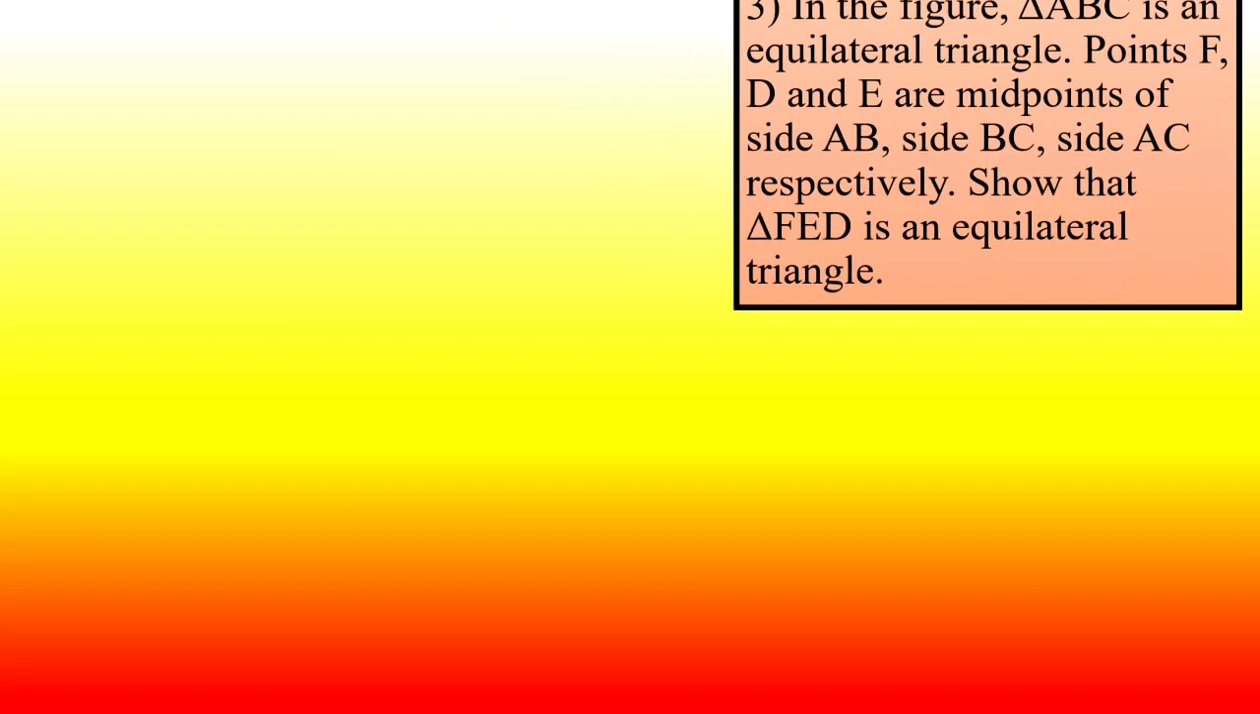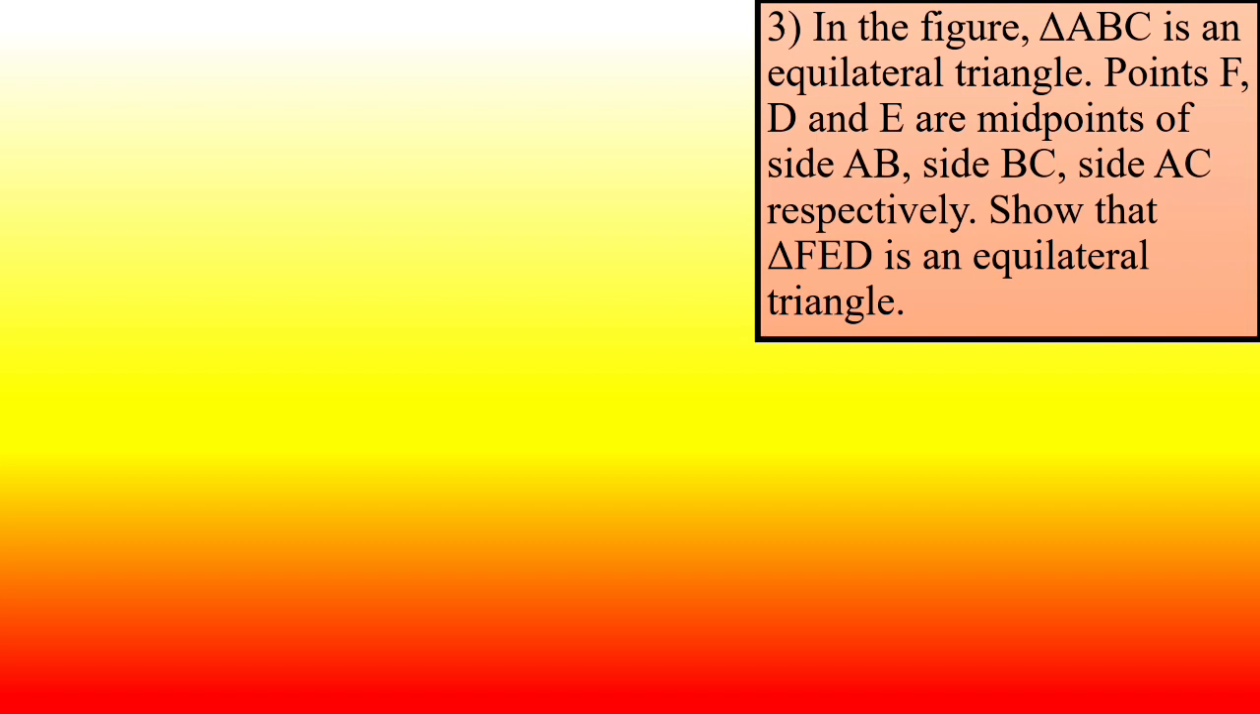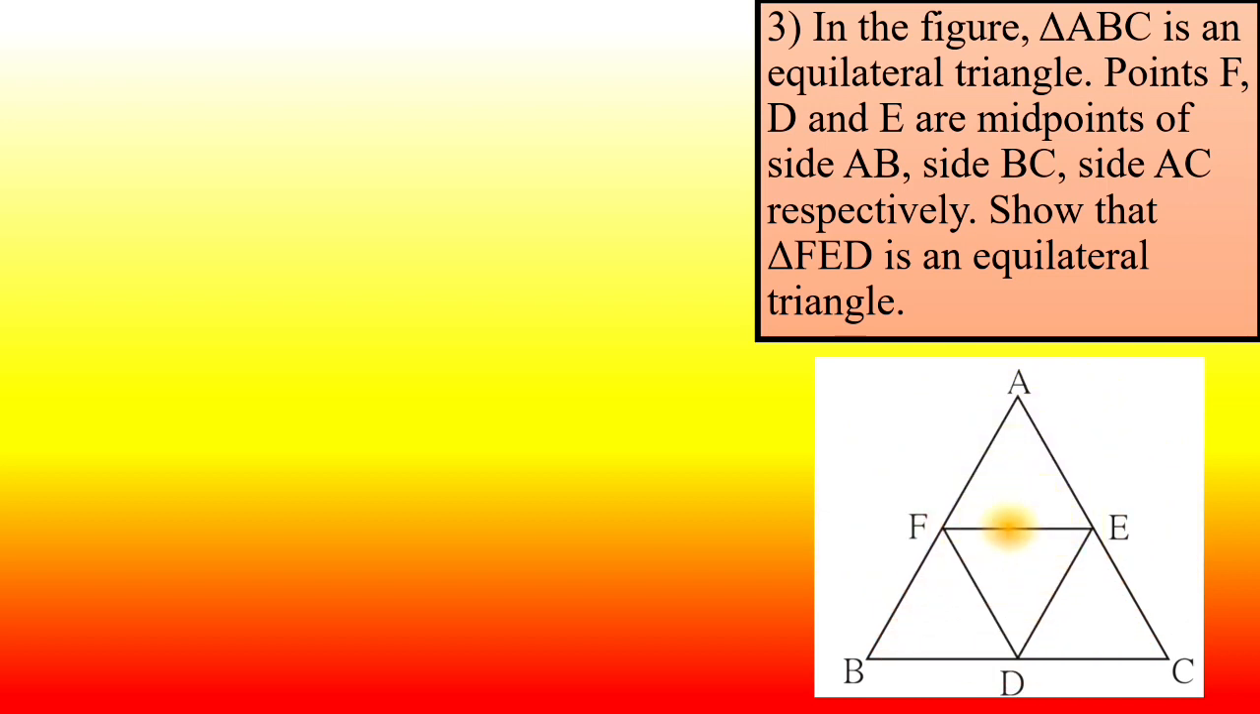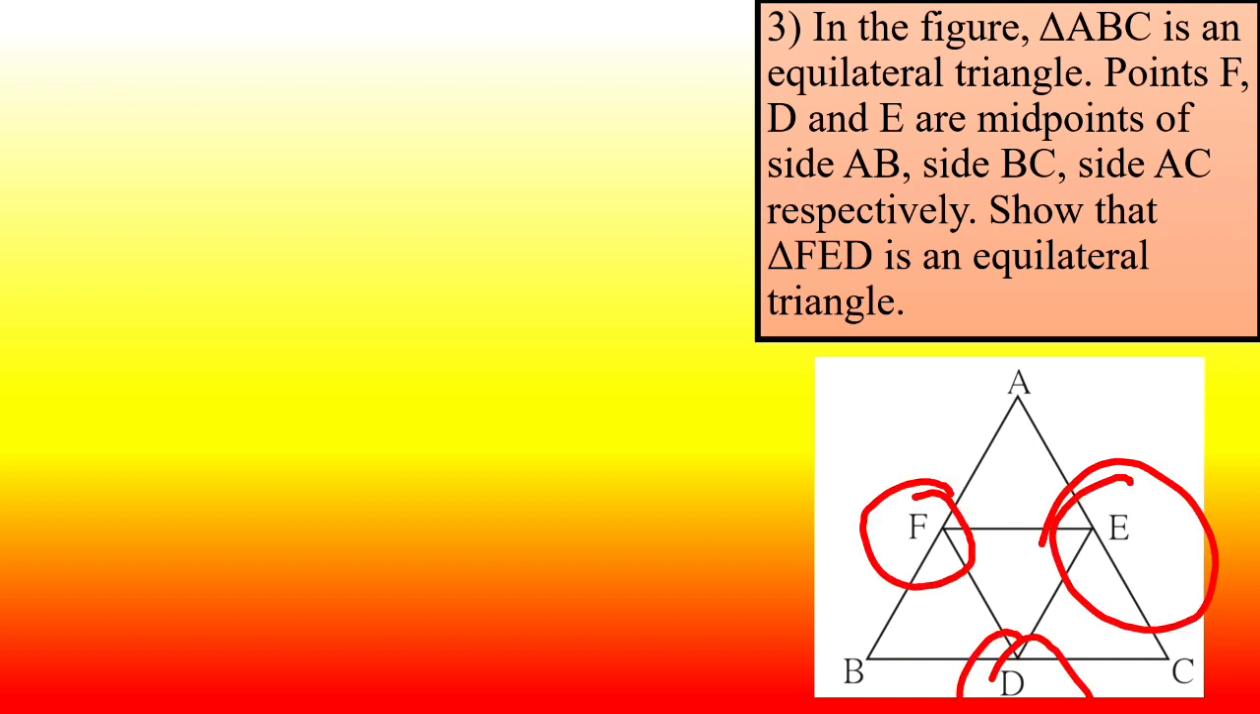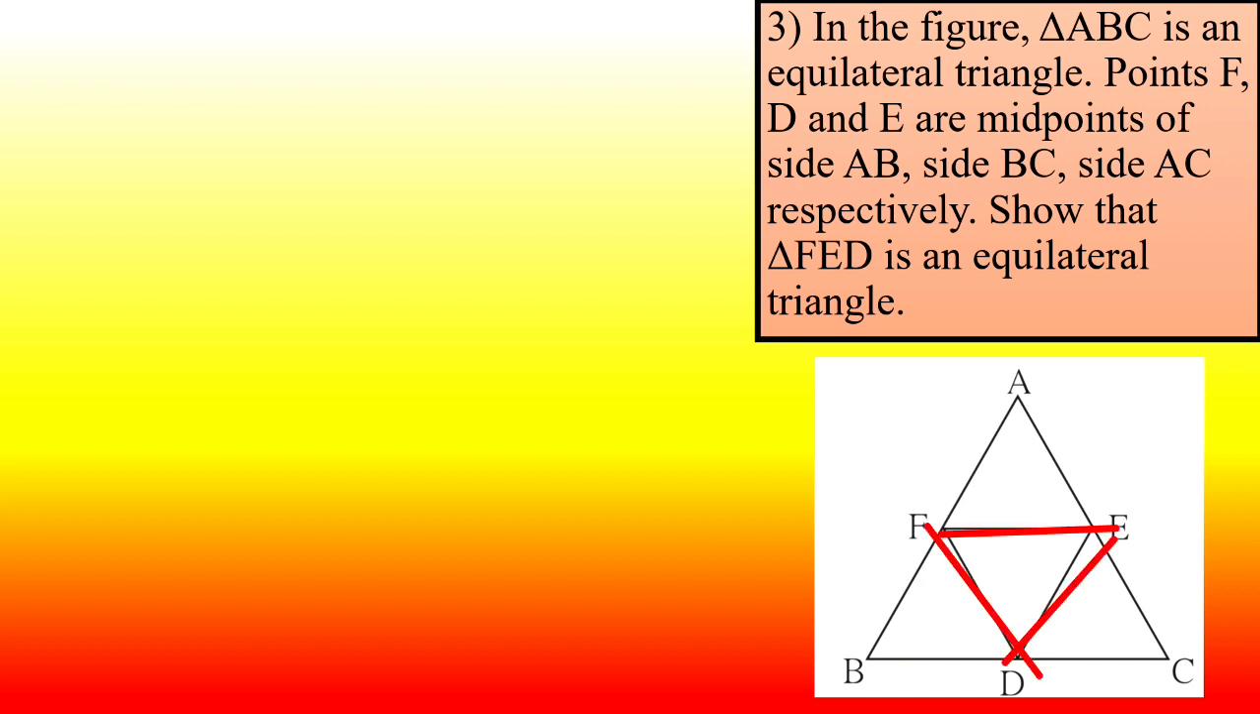Now we'll start question number 3. In the figure, triangle ABC is an equilateral triangle. Equilateral triangle means all the sides are equal. A triangle has 3 sides and all the 3 sides are equal. Points F, D and E are the midpoints of sides AB, BC and AC respectively. Show that triangle FED is also an equilateral triangle.